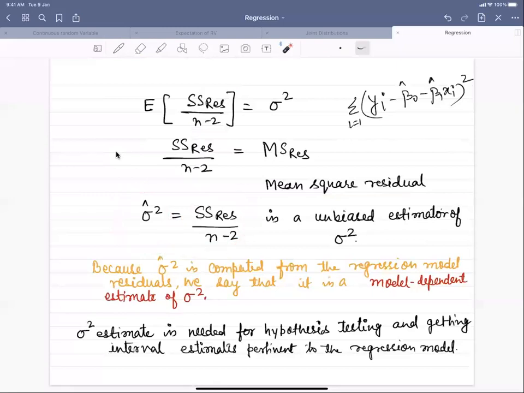Right? So in this module we stop here. We have seen four important properties of least square estimators in linear regression analysis. And then we finally proved that the sum of squares of residuals divided by n minus 2 is an unbiased estimator of the variance of the response variable, that is sigma square, right? So we stop here. Thank you.